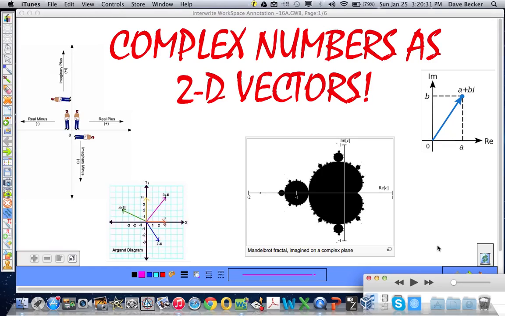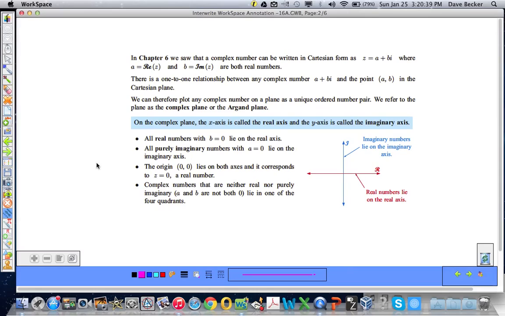So let's talk about complex numbers as two-dimensional vectors. Some nice pictorials here. Take a pause and look at them if you want. We're moving forward. What we want to do here is take complex numbers and represent them with vectors, so we can do all the things that we have done with vectors with the complex numbers. It shall help us out.